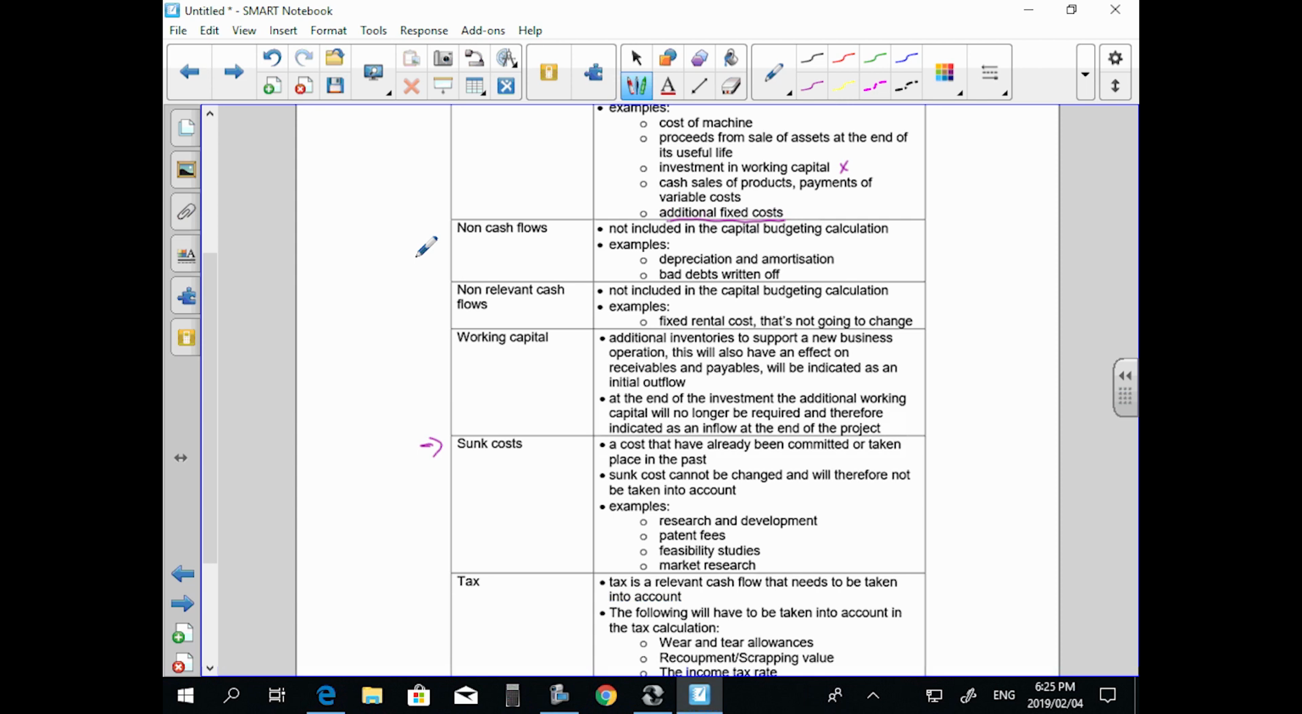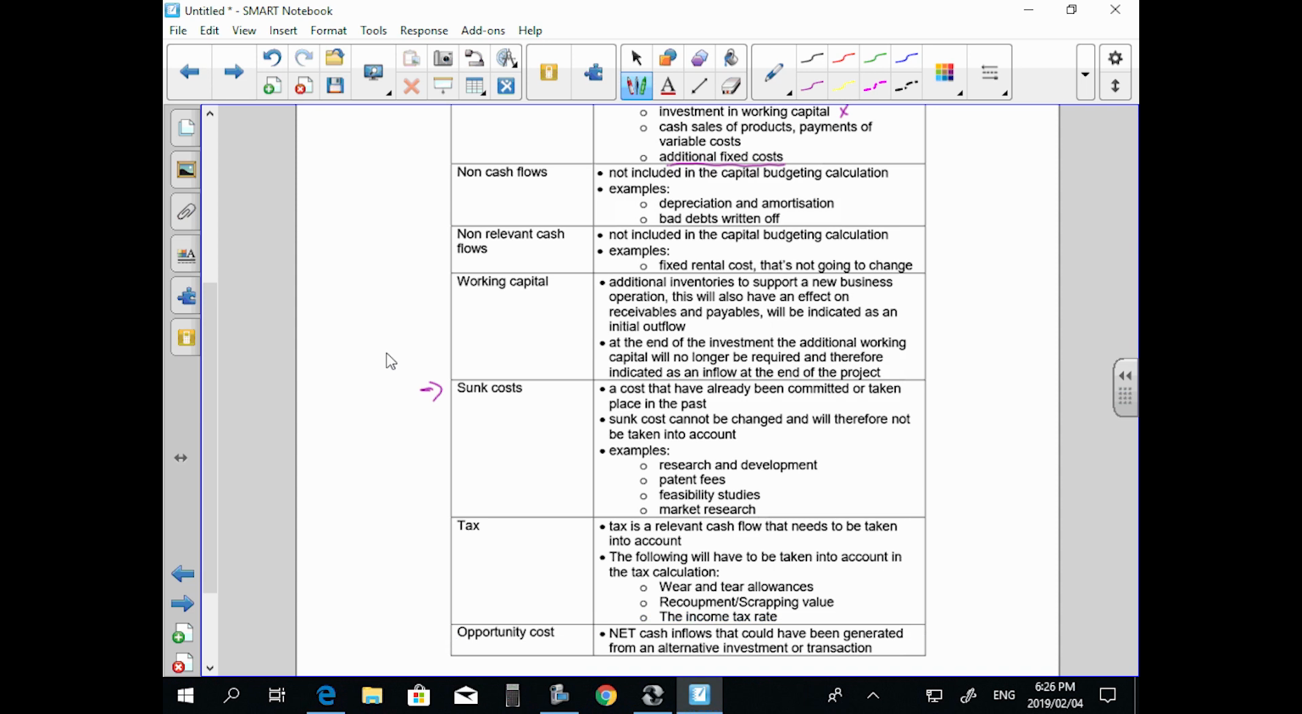Okay. Then you get your non-cash flow items. So when we're doing NPV, we're doing cash flow. So anything non-cash like your depreciation and your bad debts and everything, you need to exclude. So if they give you an amount saying your expenses are 10,000 Rand and this includes depreciation, you have to add back depreciation.